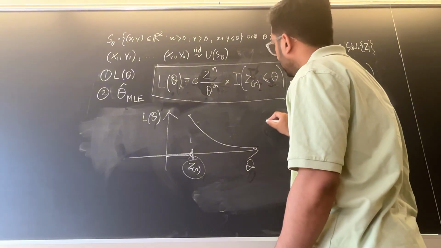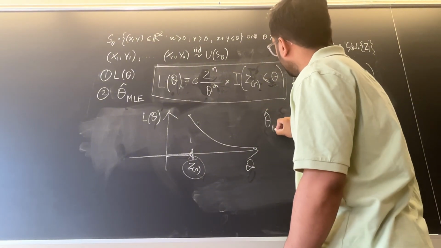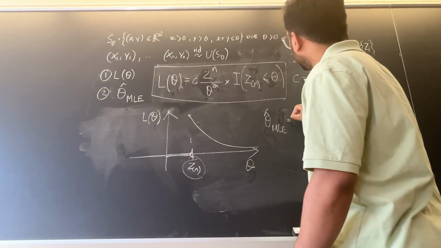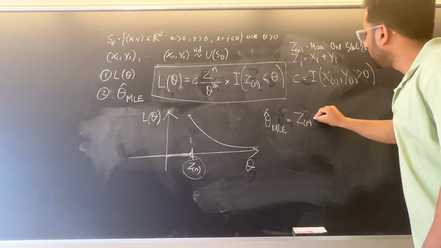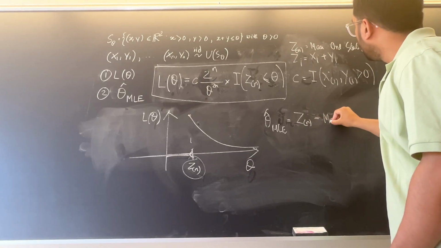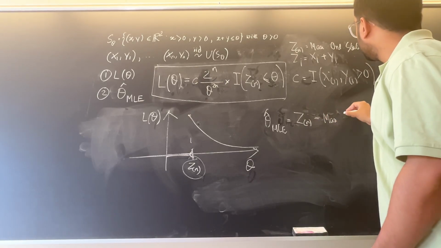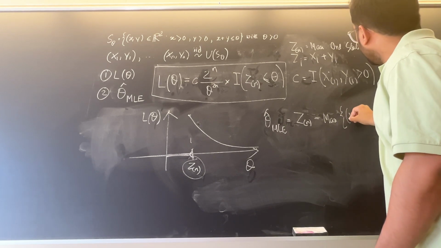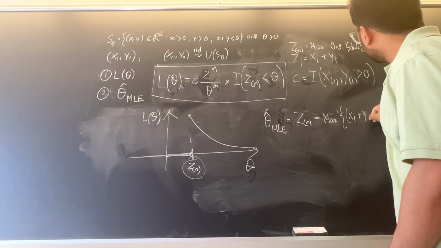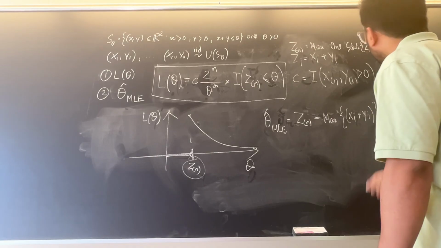So theta at MLE is Z of n, which is the max of all the Xi plus Yi's. So this is all about it.